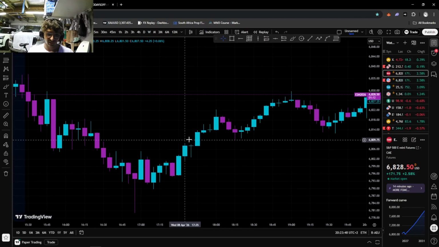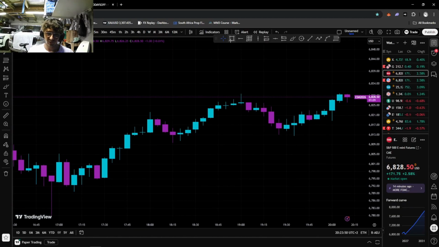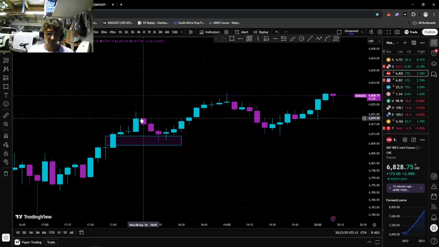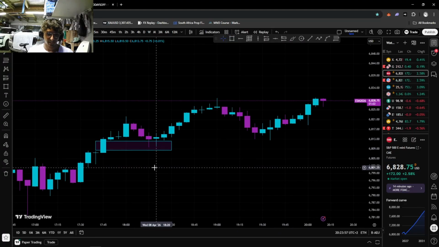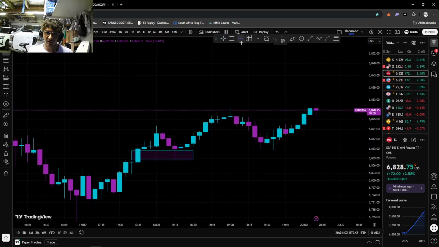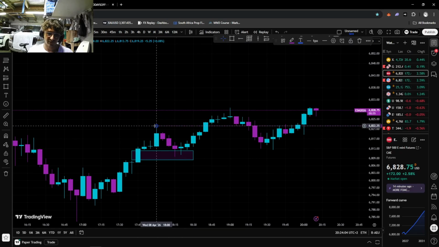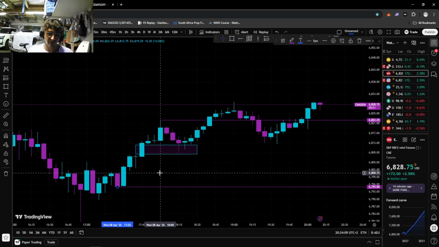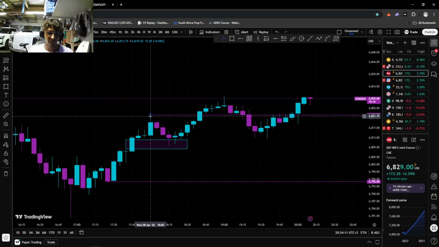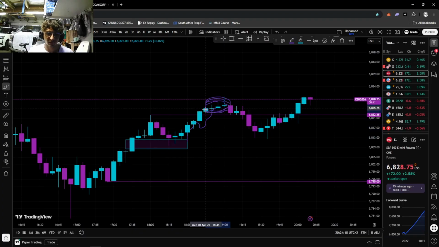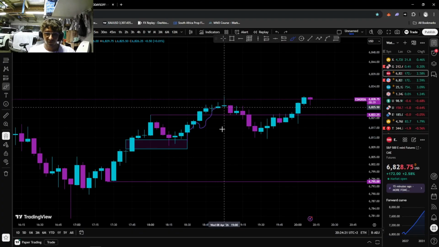So say we have this fair value gap right over here. Okay, we retest into it. Now we're waiting for a break of structure. This doesn't work so well in this example, but as you guys can see, the closest low to this fair value gap is here, and the closest high to the fair value gap is here. So what we want to see is a candle close above this high after the fair value gap is filled.